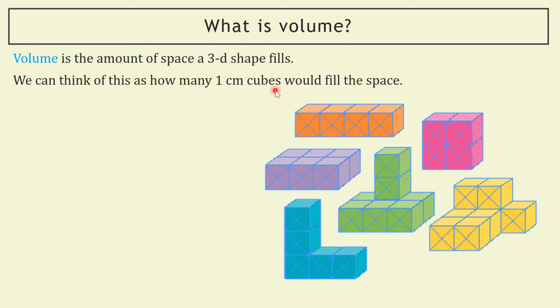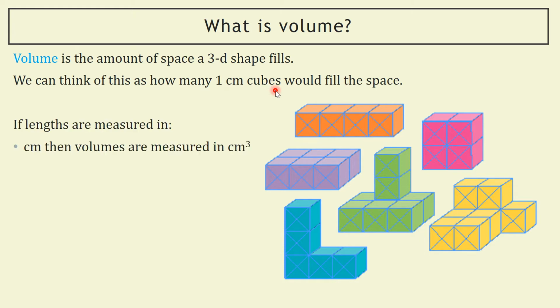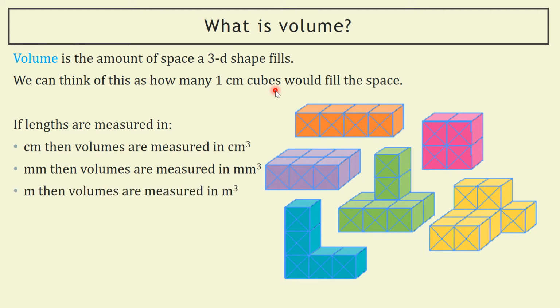With area, we think about 1 centimeter squares fitting in. So how much space it fills up. And we need to be careful about the units like we did with area. So if the lengths are measured in centimeters, the volumes are measured in cubic centimeters, centimeters with a little 3 on it. If they're measured in millimeters, the volumes are measured in cubic millimeters. If the lengths are measured in meters, volumes are in cubic meters. And if we get something really massive, then we might measure the volume in cubic kilometers.